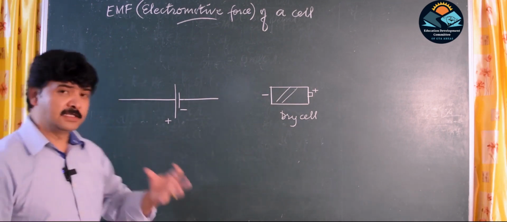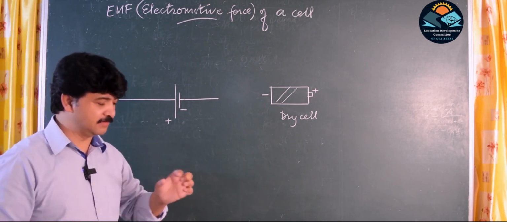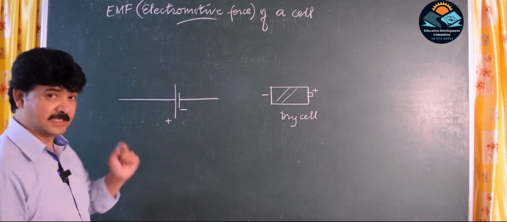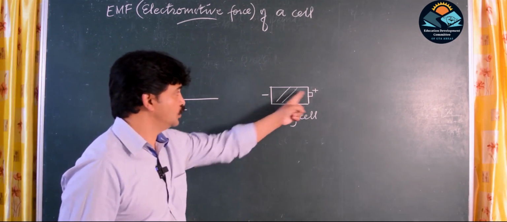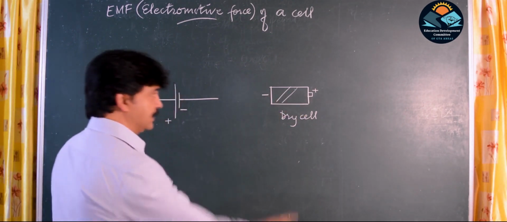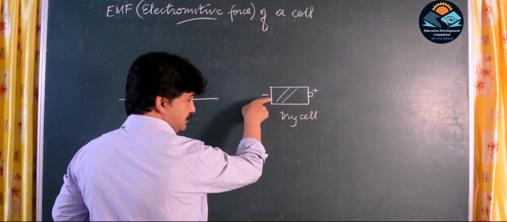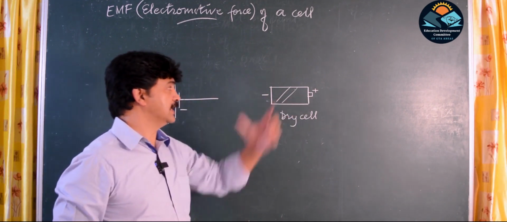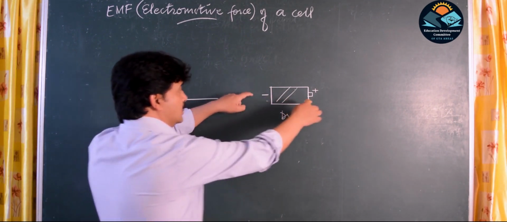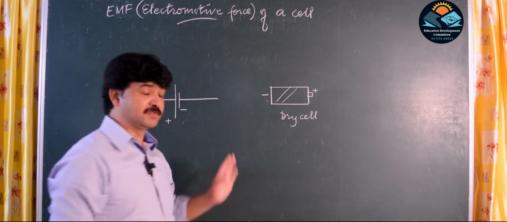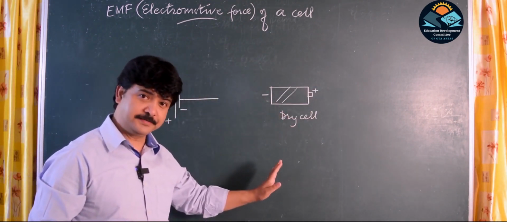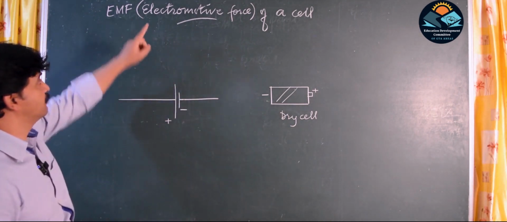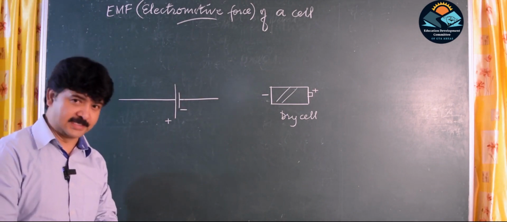Now, you know, when there are 2 points in an electric field, there will be potential difference between the 2 points, isn't it? Similar kind of potential difference exists in between the two electrodes of the cell also. So that means this is the positive and this is the negative, isn't it? So this potential difference that exists in between the two electrodes of a cell when the cell is not connected to an external circuit, that means when the cell is open circuited, that potential difference between the two electrodes is known as the EMF or the electromotive force of the cell.